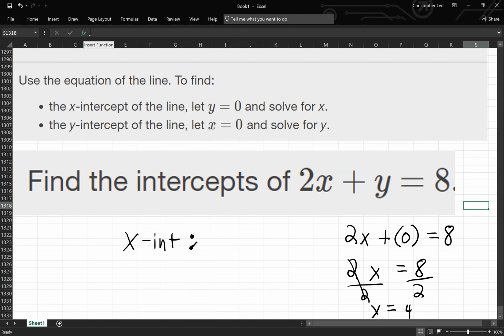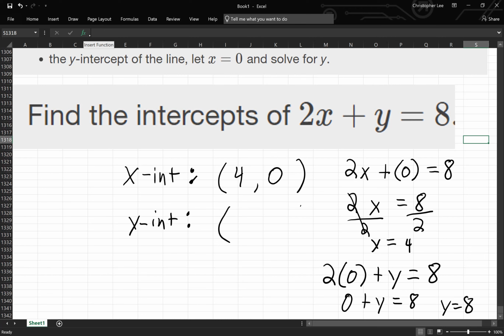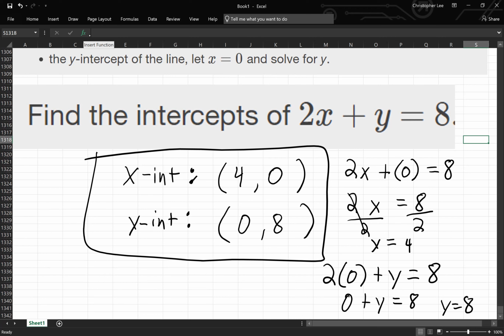So what's my y-intercept? I mean, excuse me, my x-intercept? Tell me in terms of a point, what is it? (4, 0). 4 comma 0, very good. What about my y-intercept? How do I get that? x is equal to 0. So this becomes 2 times 0 plus y is equal to 8. 2 times 0 is 0, plus y equals 8. So finally y is equal to 8. But what's the answer? Tell me. (0, 8). This is your answer to the question. Any questions on that?